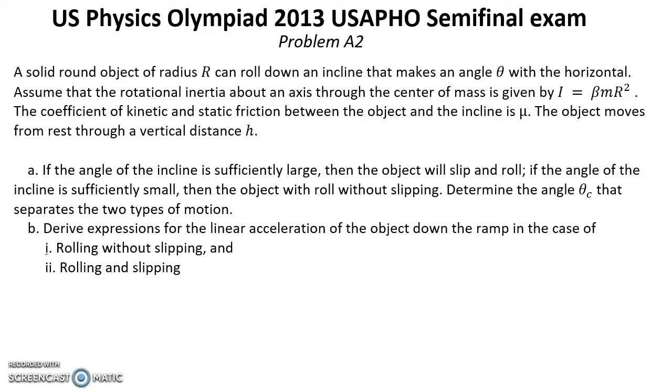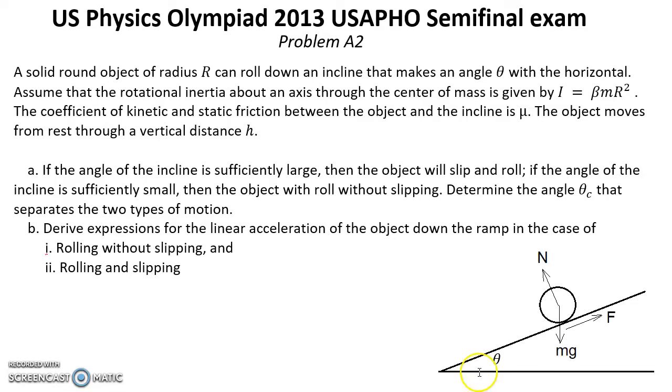Solution. First, let's draw the picture for this process. This is our free body diagram for this rolling. We have gravity force mg, we have force of friction F, and we have normal force N. Now let's assume that the angle is small enough. It means that this motion is rolling without slipping.